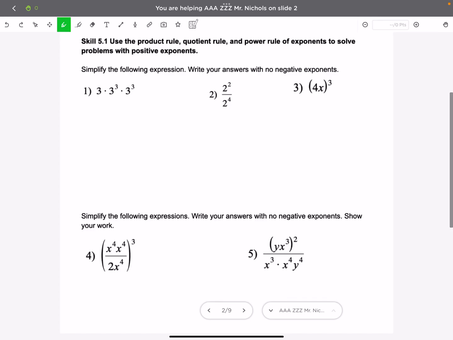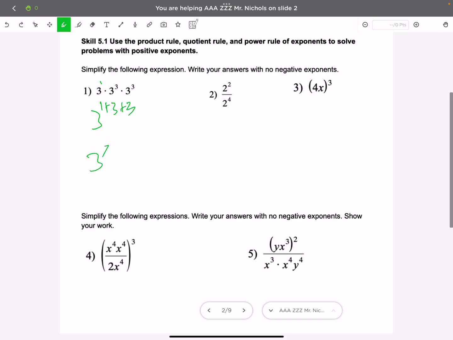Okay, so for skill 5-1, when we do the test corrections, we'll just go through each one. So this is like 3 to the first times 3 to the third times 3 to the third. So that's 3 to the 1 plus 3 plus 3, which is just going to be 3 to the 7th power.